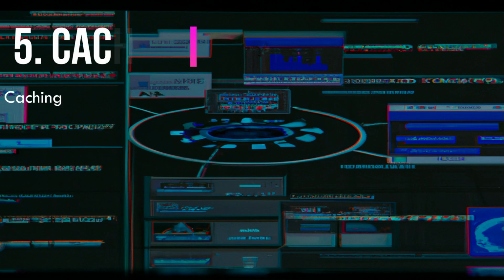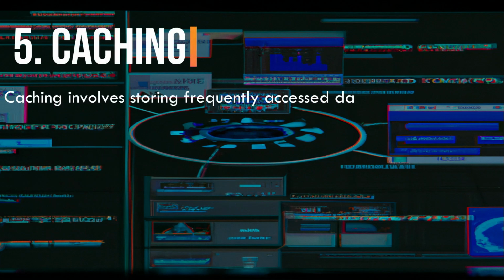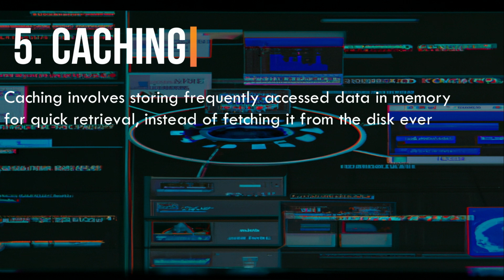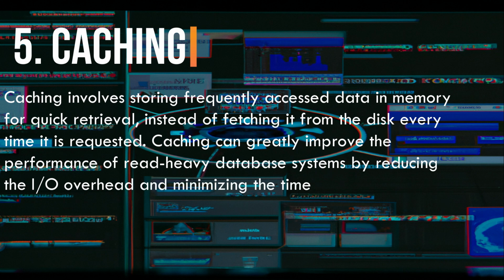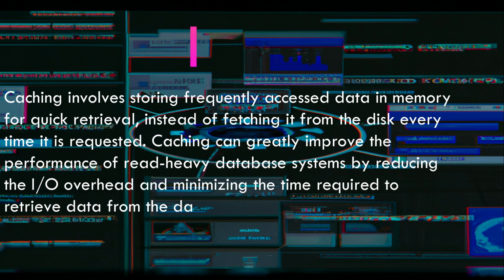5. Caching. Caching involves storing frequently accessed data in memory for quick retrieval, instead of fetching it from the disk every time it is requested. Caching can greatly improve the performance of read-heavy database systems by reducing the I/O overhead and minimizing the time required to retrieve data from the database.